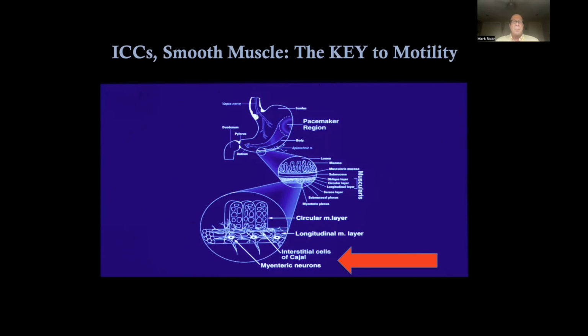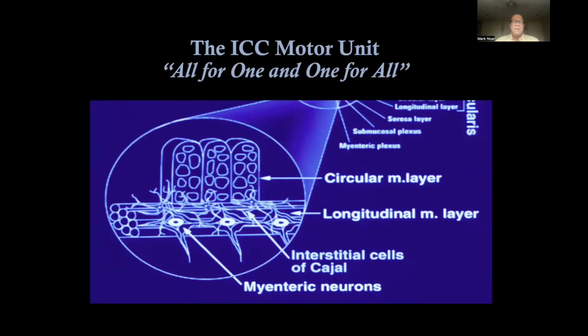And when the 3 cycle per minute activity is low or absent, we know that there is either an absence of those ICCs or something that affects what we will now call the ICC motor unit. The ICC motor unit really is an all for one and one for all phenomenon. It is made up of the circular and the longitudinal muscle layers, as well as the myenteric neurons, and then, of course, the pacemakers, the interstitial cells of Cajal, discovered by the famous Spanish anatomist Ramon y Cajal, for which he received the Nobel Prize in 1907.